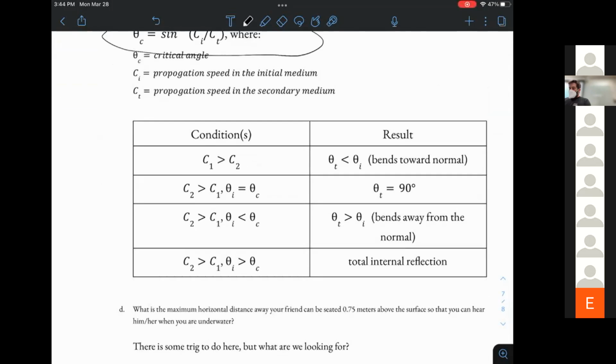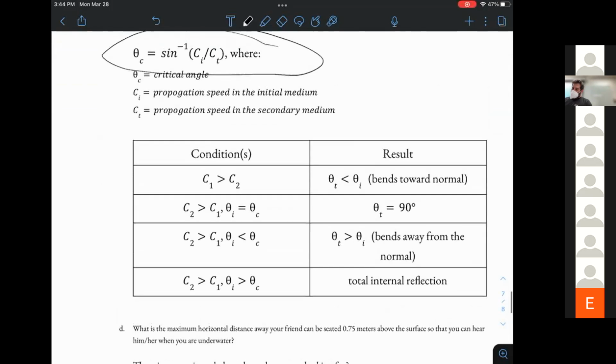I wrote secondary medium here, propagation speed in the secondary medium. Sorry, I switched, didn't I? Yeah, CI equals C1, my fault. I guess I couldn't decide. Let's write that here. CI equals C1, CT equals C2 in this case. Sorry about that. Thank you for catching it. Okay there? Yeah? Internet, you guys good?